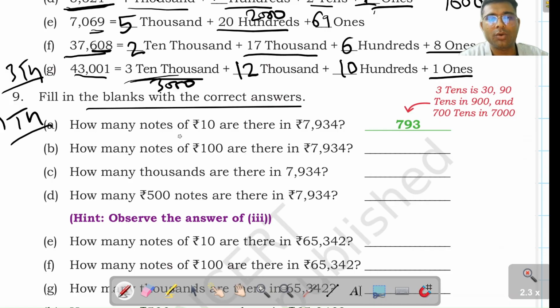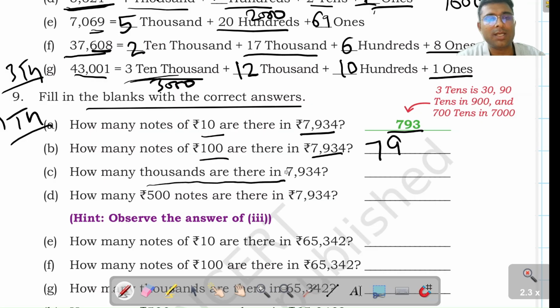So how many notes of 10 rupees will be there in 7000? So it will be 790. 100 rupee note in 7934, it will be bachcho 79. How many thousands are there in 7900? So it will be 7.